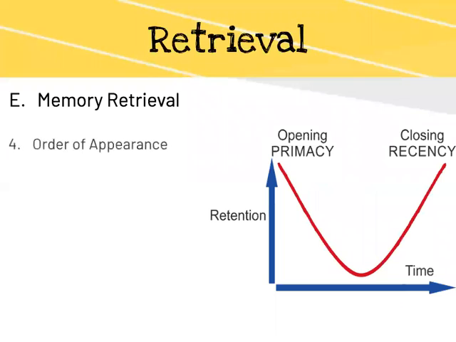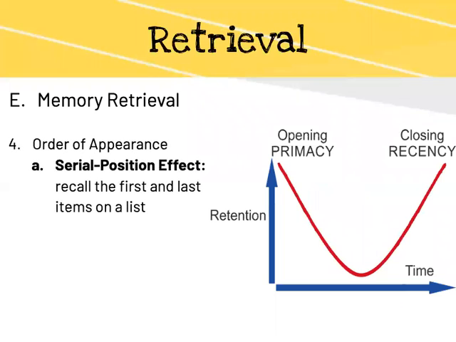Okay, and then the last part here is that the order of appearance is going to affect retrieval. What we have here is the serial position effect. You recall the first and the last items on a list better.